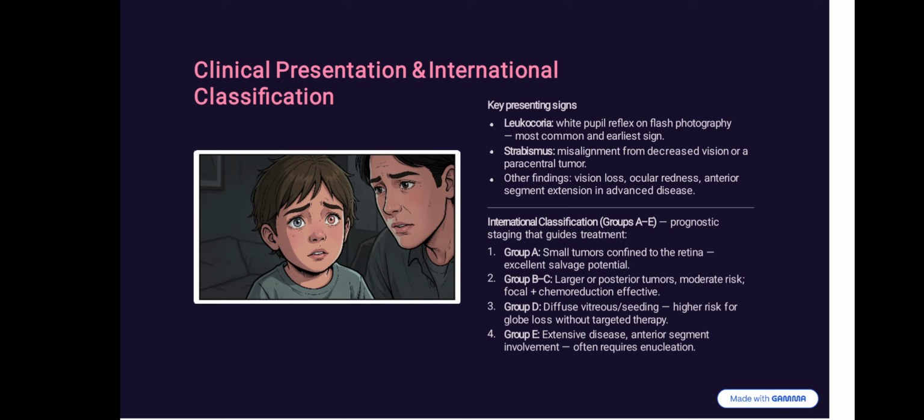Group A: small tumors confined to the retina, excellent salvage potential. Group B to C: larger or posterior tumors, moderate risk, focal therapy plus chemoreduction effective. Group D: diffuse vitreous seeding, high risk for globe loss without targeted therapy. Group E: extensive disease with anterior segment involvement, often requires enucleation.